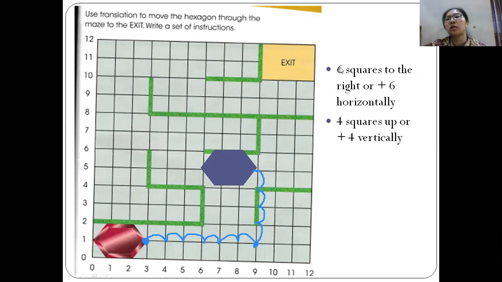So you keep on writing the instructions. You can choose either to write 6 squares to the right, or positive 6 horizontally. You don't have to write both. You can just simply write either one. All right, that's all for the explanation of today.